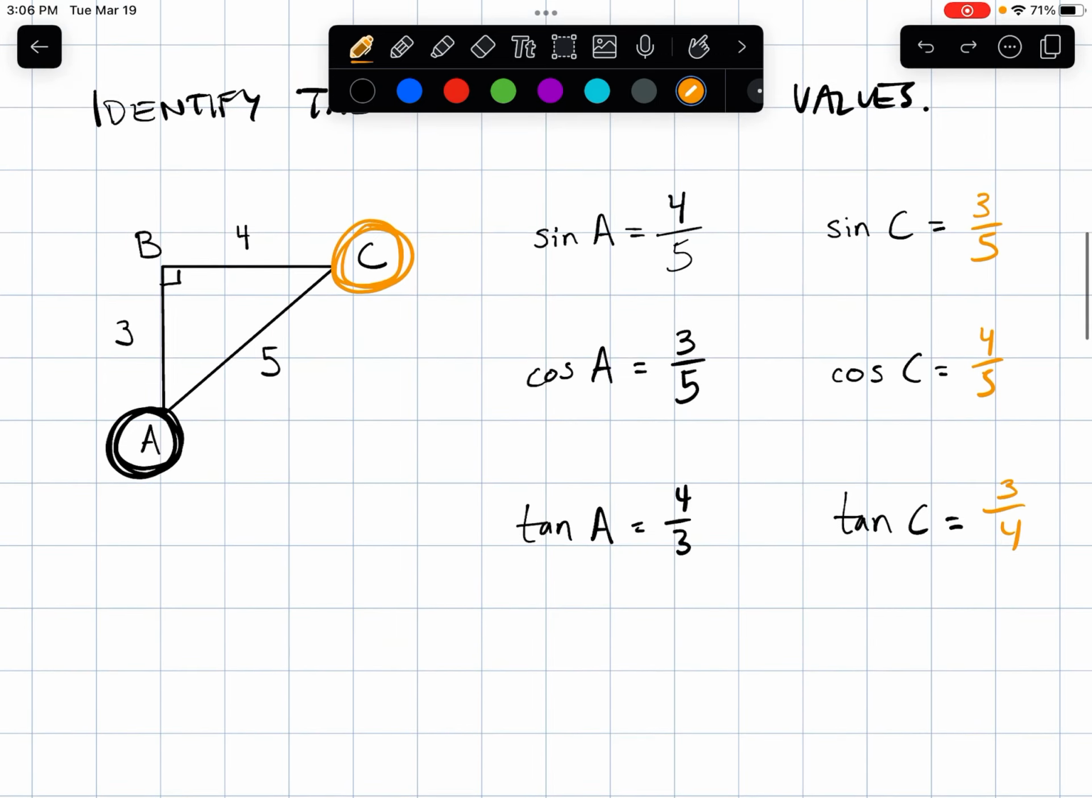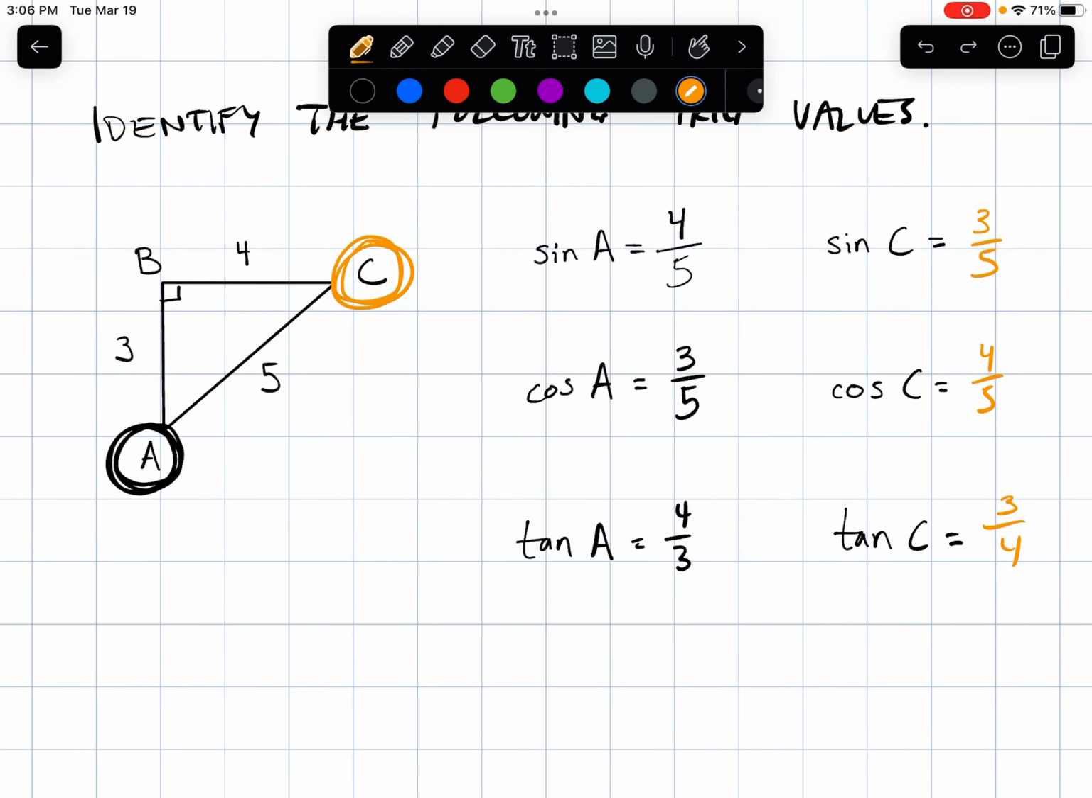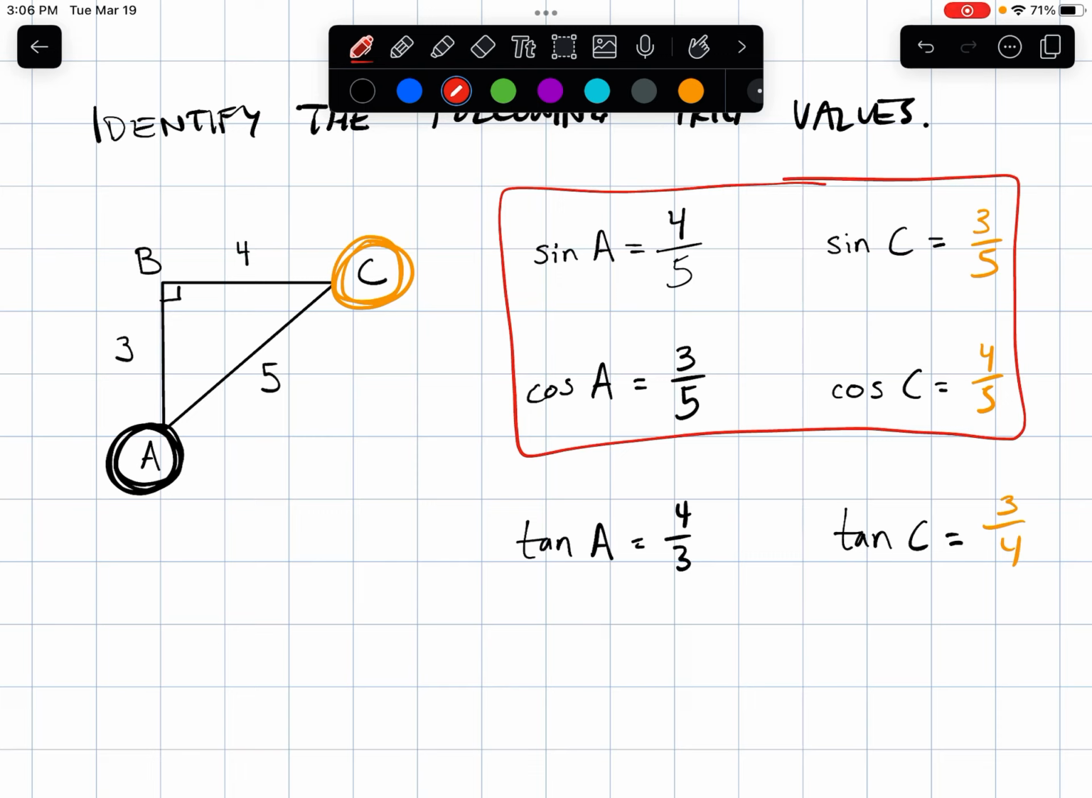All right, one thing that you might notice is that these values for sine and cosine will always be less than 1. The reason why these are always less than 1 is because your hypotenuse is the longest side. All right, so these will always be less than 1, okay? If I have a smaller side over the largest side, this will always be a fraction that's smaller than 1.